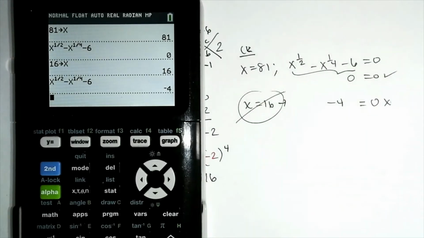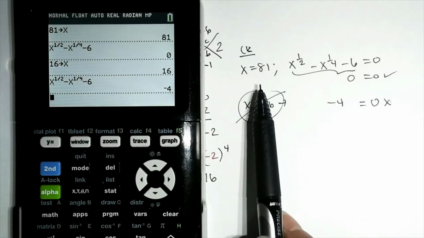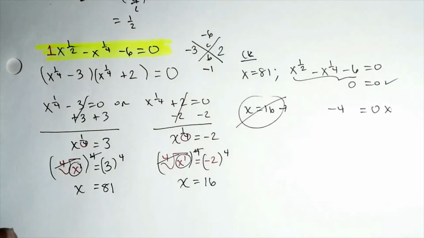Okay, so what's going down? We had two possible answers. One couldn't fly. We still have something to go by. So the solution is 81.